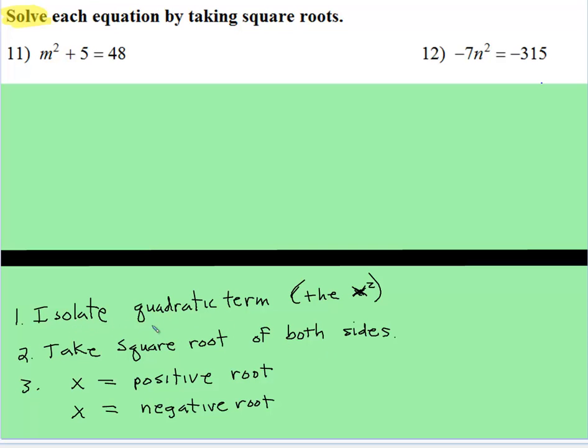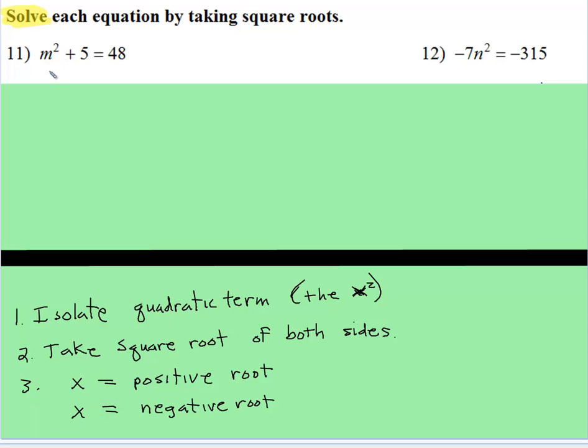The first thing, isolate the quadratic term, meaning get the x squared or the n squared or the m squared by itself. Take the square root of both sides, and remember, just like positive 4 times positive 4 is equal to 16, negative 4 times negative 4 also equals 16. So when you take the square root in quadratics, there will be two answers, a positive and a negative root. So that's one of the important things to remember.